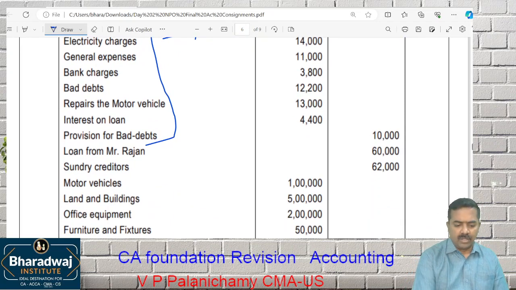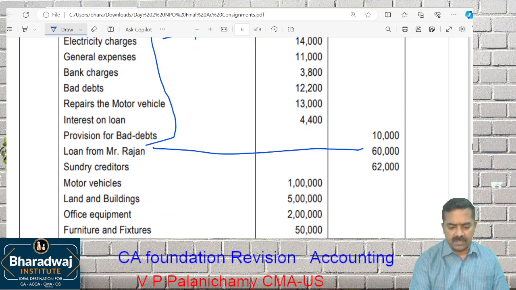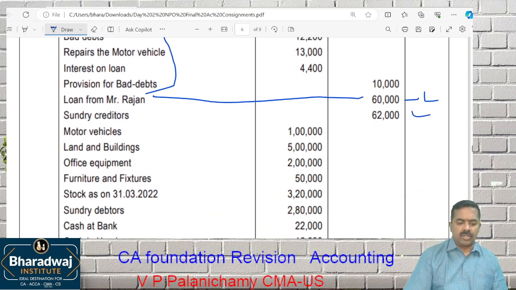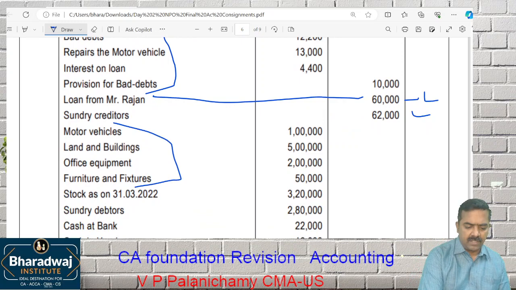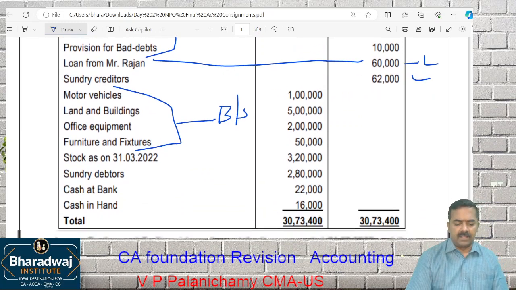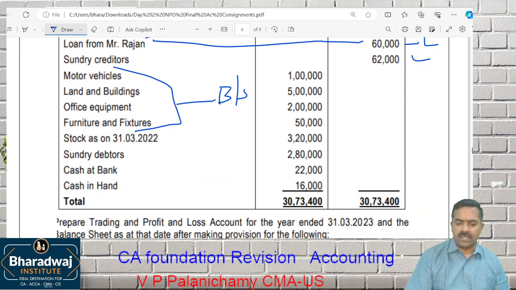P&L account. Loan from Mr. Rajan will come in liability side, of course. Creditors will come in liability side. Motor vehicle, land and building, office equipments, furnitures and fixtures, all these things will come in what? Balance sheet asset. Stock, closing stock, where will it come? Trading account or balance sheet.